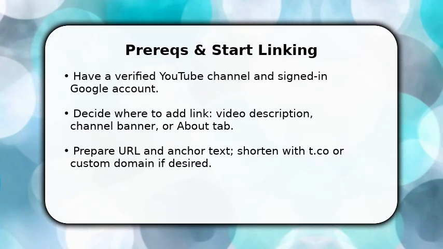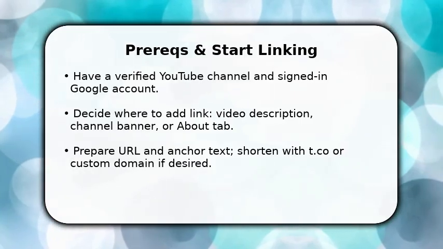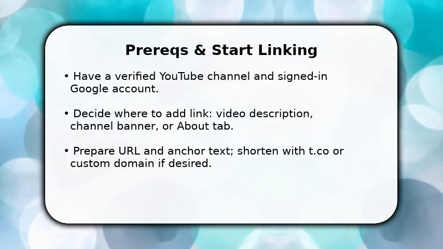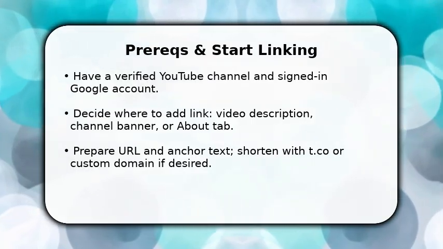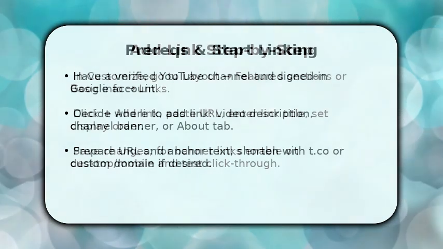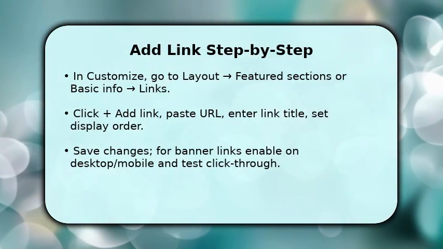Start by clicking Customize Channel. This immediately opens the editor where you'll add links. Don't pause, move to the Links section to insert the URL and label. Once inside the channel editor, go to Basic Info to manage links.